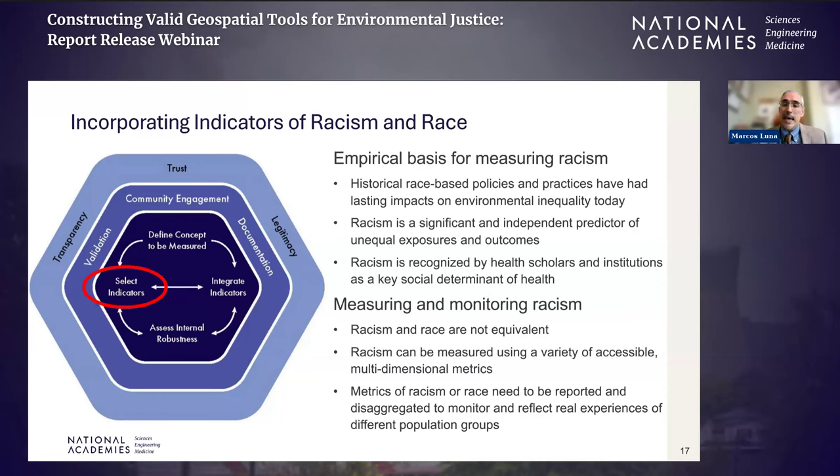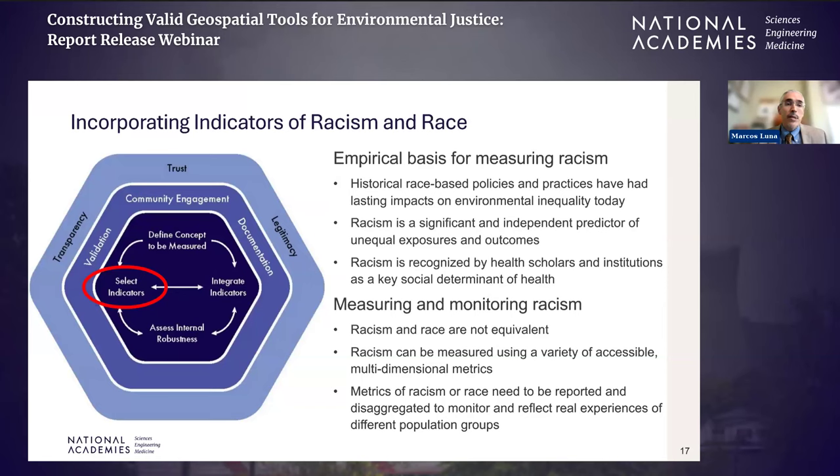Race is an important quantitative predictor of unequal exposure and outcomes, independently and sometimes more significantly than income or socioeconomic status. Minoritized racial or ethnic groups within the same socioeconomic status systematically experience greater exposures or burdens relative to their white counterparts. Race and ethnicity interact with socioeconomic status in complex ways to produce unequal exposures and outcomes.